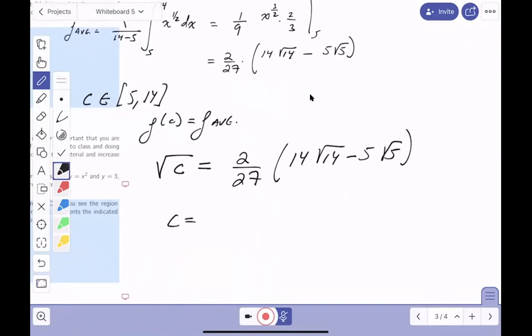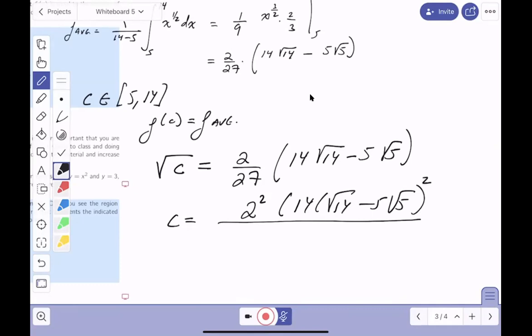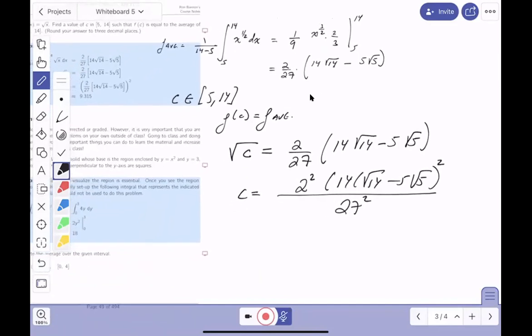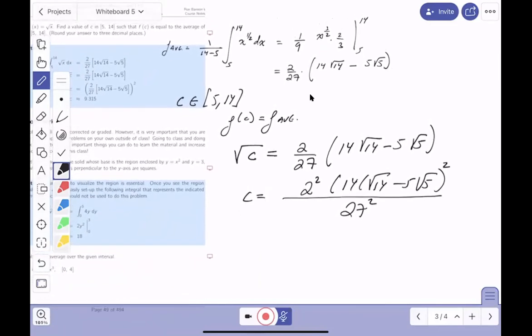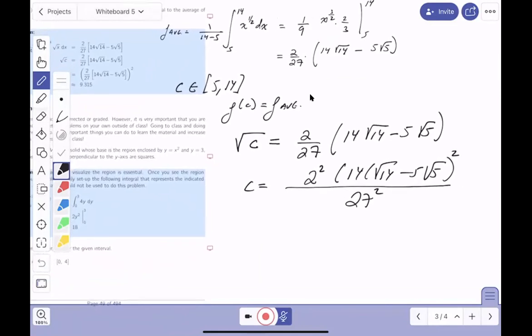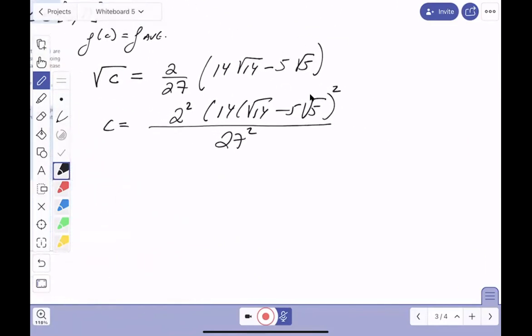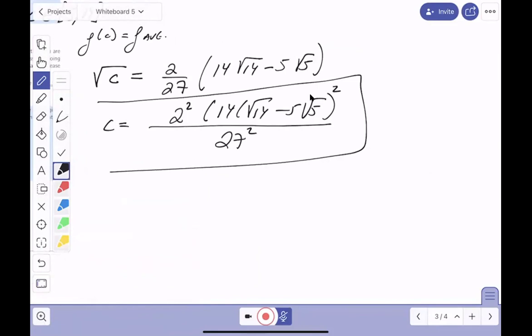And what would c equal? Well, I got to do this. And someone says, what do you mean you got to do it? I got to write it down. 2 squared, times 14 root 14 minus 5 root 5, squared, over 27 squared. Now, granted, someone can say, I wonder if that's correct. You got to be honest with that. That's a good question. Is it correct? I'll look at the key, and certainly I'm seeing 2 squared, 27 squared, 14 root 14. Yeah, look, I did okay. By the way, this is completely acceptable on the exams.